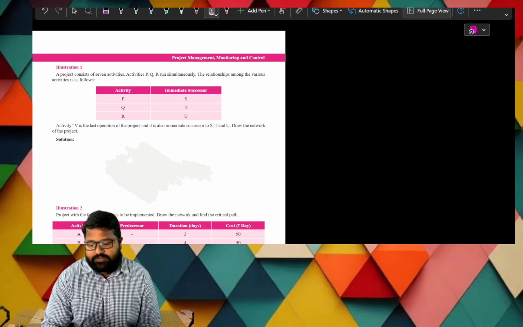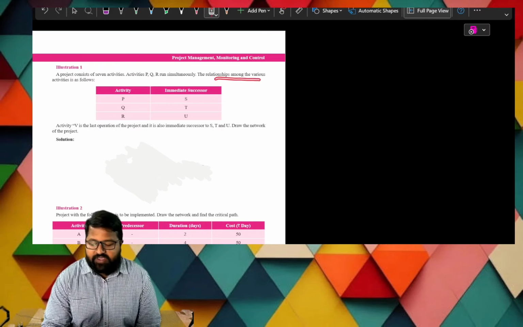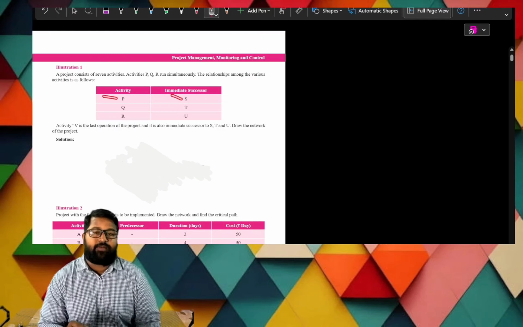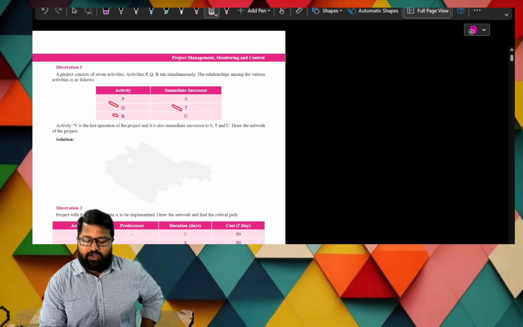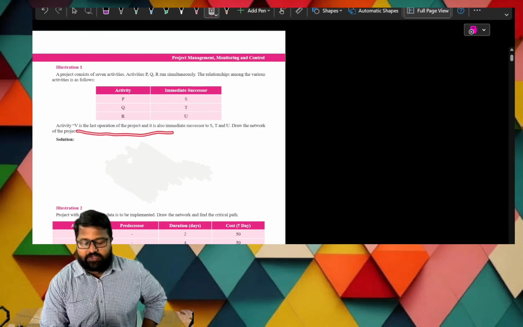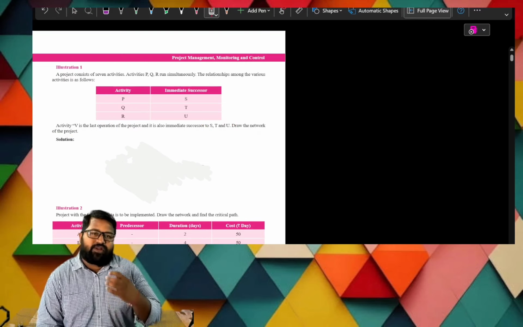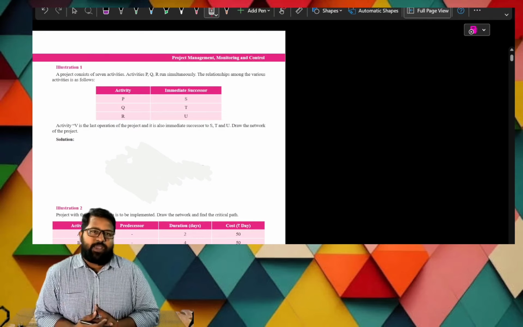A project consists of 7 activities. Activities P, Q, R run simultaneously. The relationship among the various activities is as follows. Activity P, immediate successor - immediate successor in the sense after that. Next, Q, immediate successor; R, immediate successor. Activity V is the last operation of the project and it is also immediate successor to S, T, U. Draw a network diagram of the project. So our illustrations will be like this. In the exam also, we will be having problems based on this.